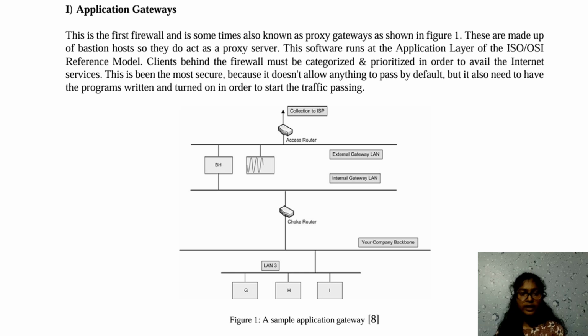Application gateway is the first firewall and is sometimes also known as proxy gateways, as shown in the figure. These are made up of the bastion hosts, so they do act as a proxy server. We can understand the application gateway in this given diagram, a simple gateway diagram. This software runs at the application layer of the OSI reference model. The clients behind the firewall must be recognized or prioritized in order to avail the internet services.